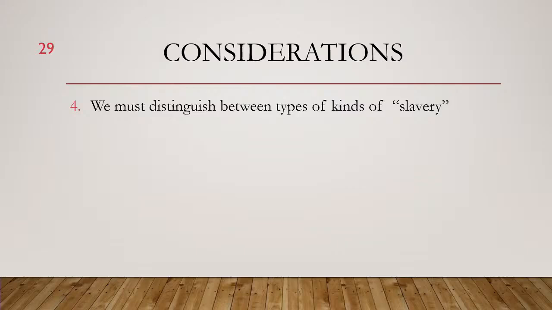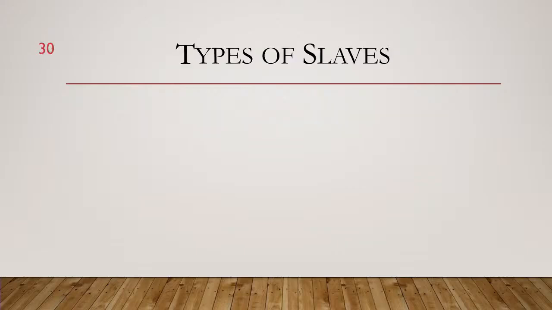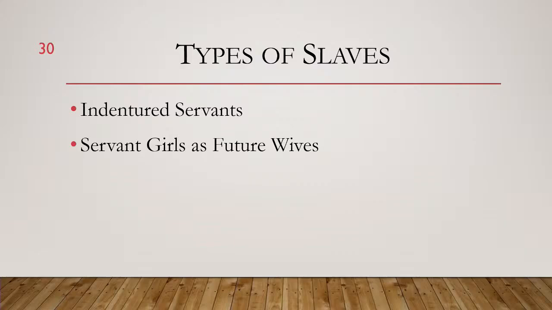We have to distinguish between the different types and kinds of slavery that there were. There were indentured servants, and this would be when someone sold themselves either for money or to repay a debt. That's normally what that is. Sometimes there were servant girls. There were laws, actually, and we just don't have time to go through them. We could spend an entire lesson on this, where servant girls could be qualified for future wives, sometimes as concubines.